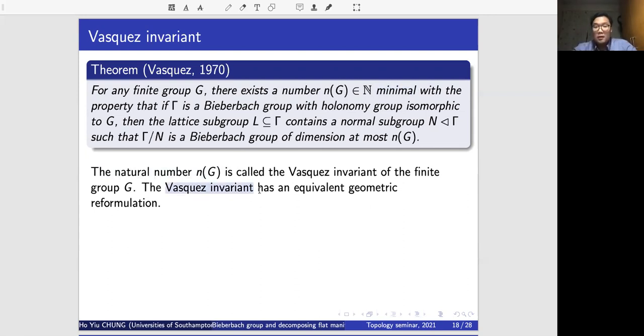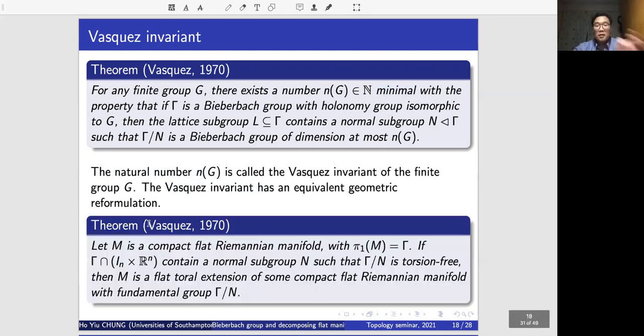And such an invariant has an equivalent geometric way to describe it. In the same paper, he translates that theorem into a geometric statement: if M is a compact flat manifold with fundamental group gamma, then the translation group, or the lattice subgroup, will contain a normal subgroup N such that the quotient is torsion-free, then M will be a flat torus extension of some compact flat manifold with fundamental group gamma quotient of N.